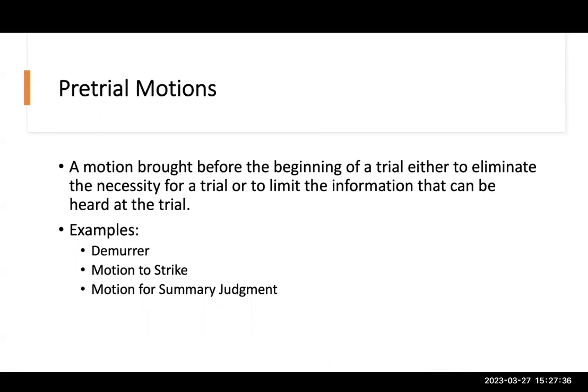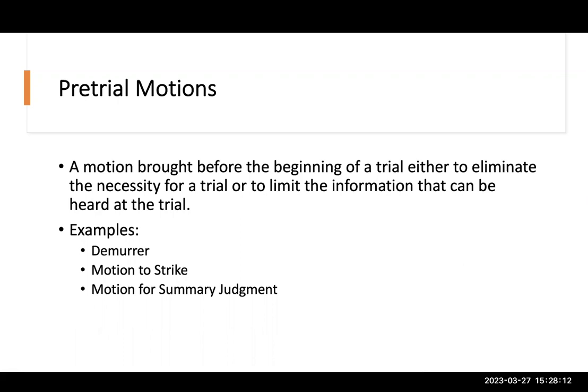Once the complaint is filed, a complaint starts the lawsuit. It has to be served on the defendant, and the defendant's lawyer then has to make a decision how they want to handle it. They may simply decide to answer the complaint and begin litigating the matter, or they may file some type of pretrial motion to have the case thrown out of court. Examples of these types of pretrial motions are demurrers, motions to strike, and a motion for summary judgment.